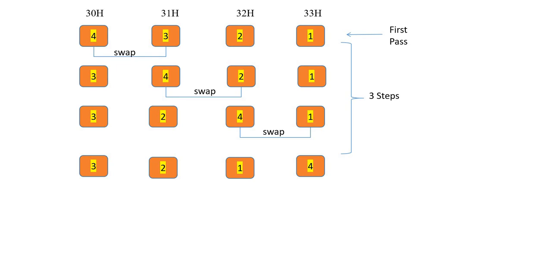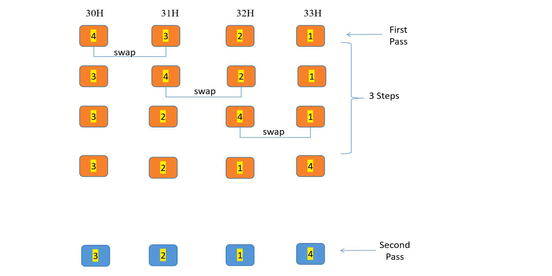Then this will be our second pass. The number of passes and the number of steps will be 1 less than the array size. Here we have taken 4 numbers that we want to arrange in descending or ascending order, so the array size here is 4. The number of passes and the number of steps will be 1 less than the array size, so here we get 3 steps and 3 passes.